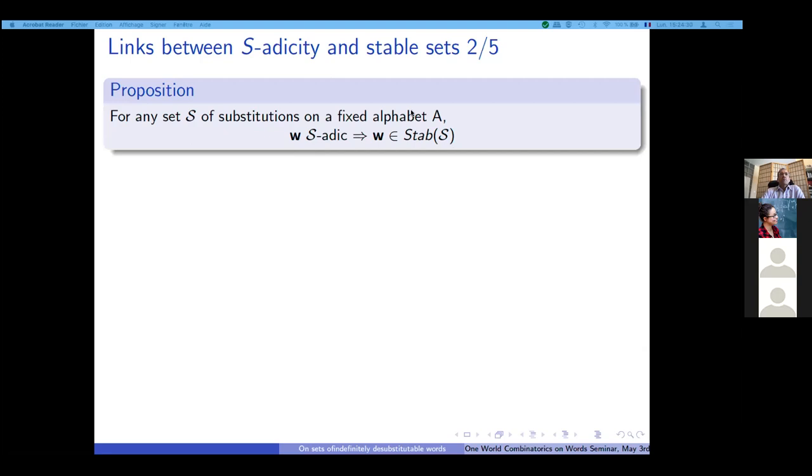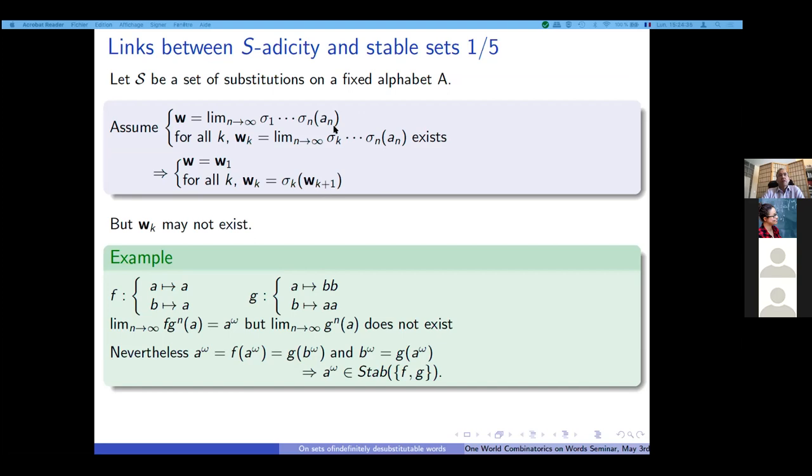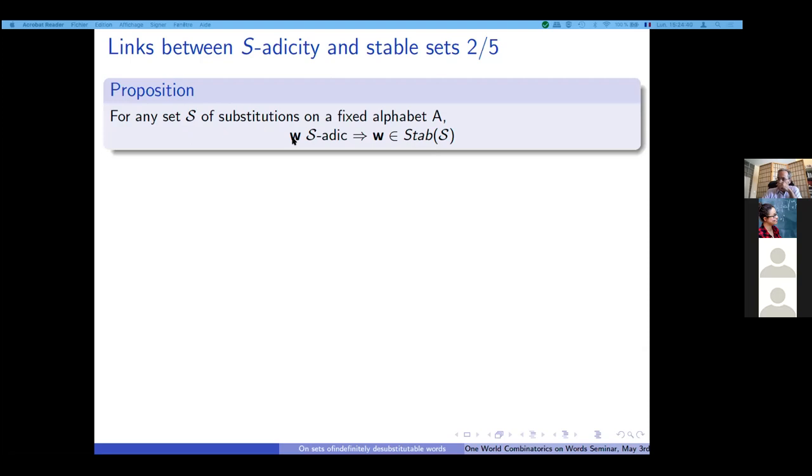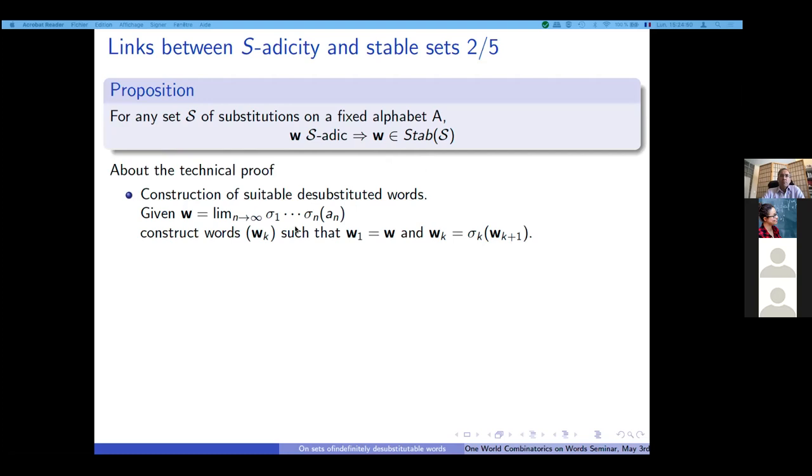So although the limit does not exist, we have the following proposition. Given any set of substitutions S, if a word W is asadic, then W belongs to a stable set. The proof is rather technical, and all we have to do is to construct a suitable desubstituted word W_k, which does not have the limit here, but gives a sequence of words that satisfy the relations of the stable sets.